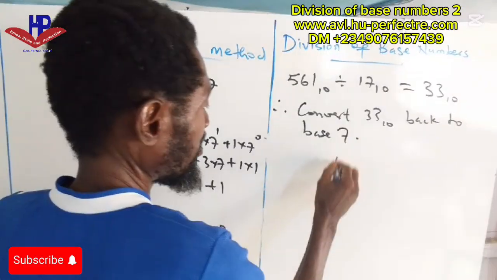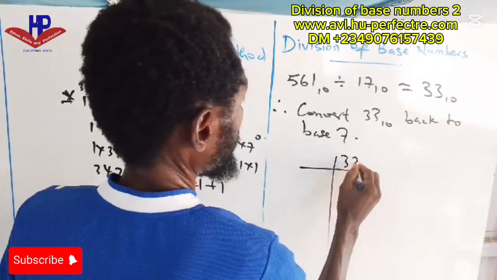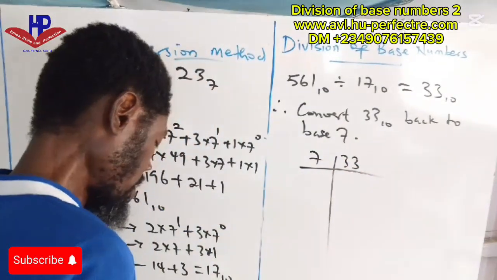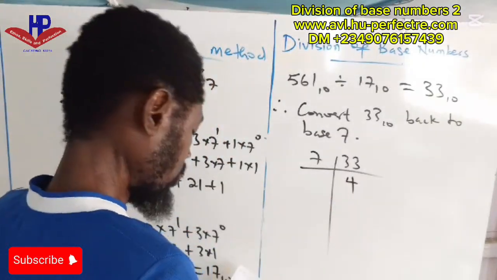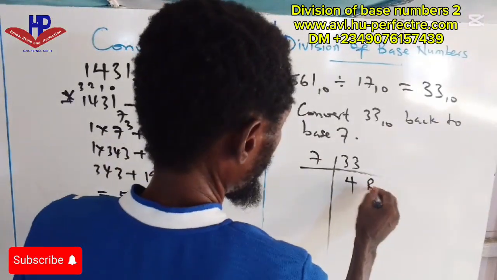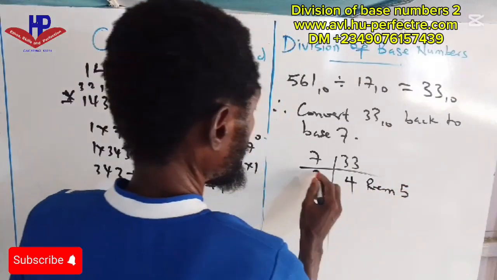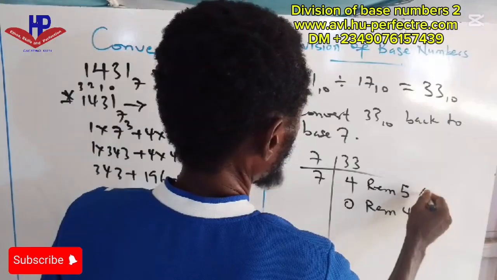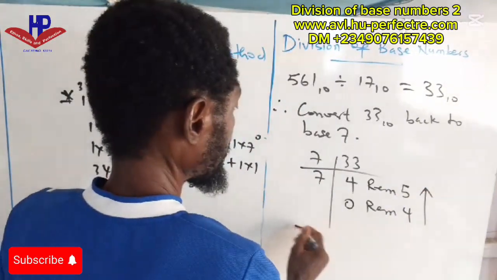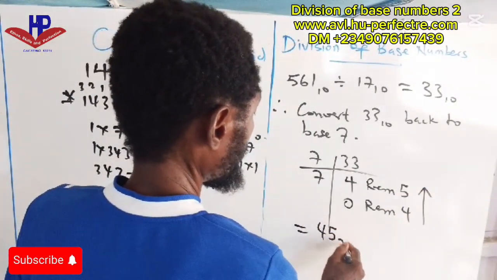So I'm going to divide 33 by 7. 7 in that will be 4, which is 28. You'll be left with remainder 5. 7 cannot go in 4, so that will be remainder 4. Put your arrow up. So your answer is 45 base 7.